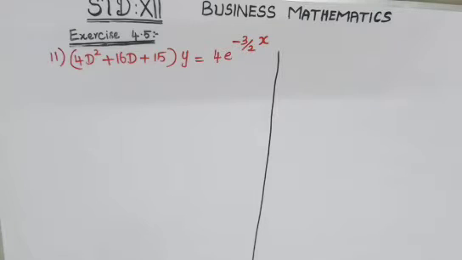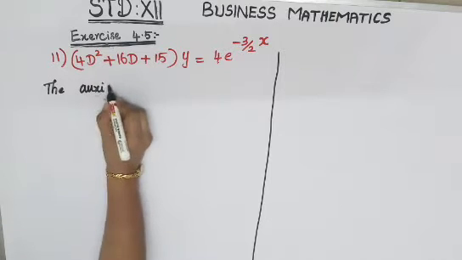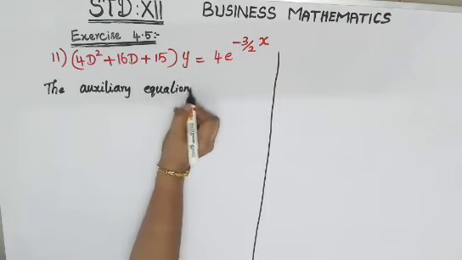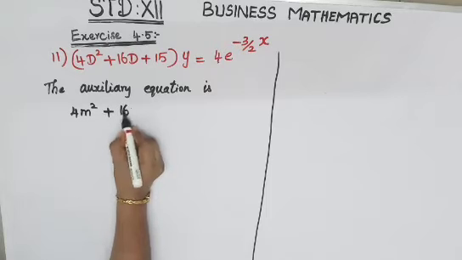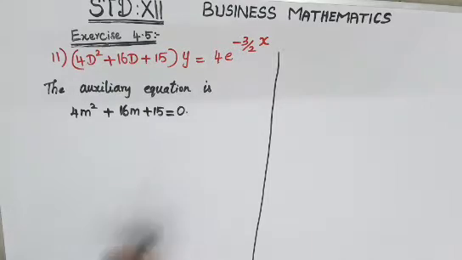Standard 12th Business Mathematics, Exercise 4.5, 11th question: (4D² + 16D + 15)y = 4e^(-3/2 x). So straight away we will go to the auxiliary equation. The auxiliary equation is, convert your D to m, so you will get 4m² + 16m + 15 = 0. So this is the auxiliary equation.